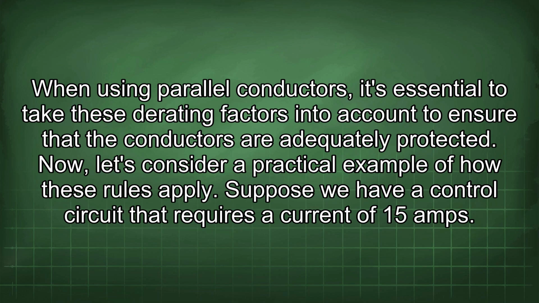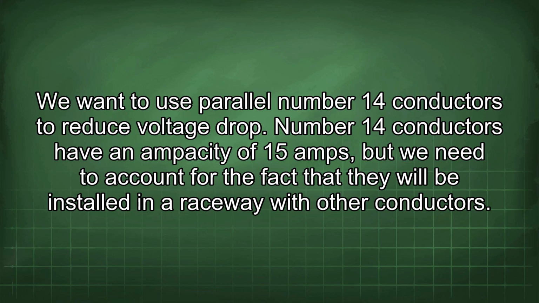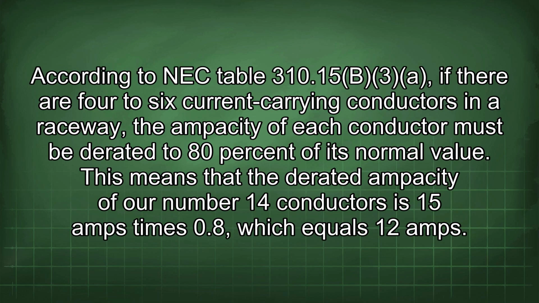Suppose we have a control circuit that requires a current of 15 amps. We want to use parallel number 14 conductors to reduce voltage drop. Number 14 conductors have an ampacity of 15 amps. But we need to account for the fact that they will be installed in a raceway with other conductors. According to NEC table 310.15(B)(3), if there are 4 to 6 current carrying conductors in a raceway, the ampacity of each conductor must be derated to 80% of its normal value. This means that the derated ampacity of our number 14 conductors is 15 amps times 0.8, which equals 12 amps.